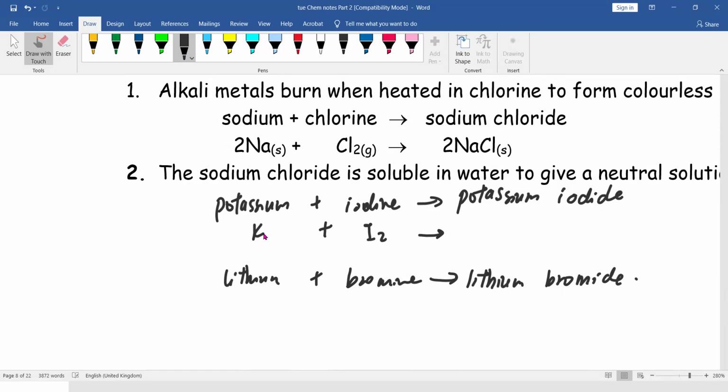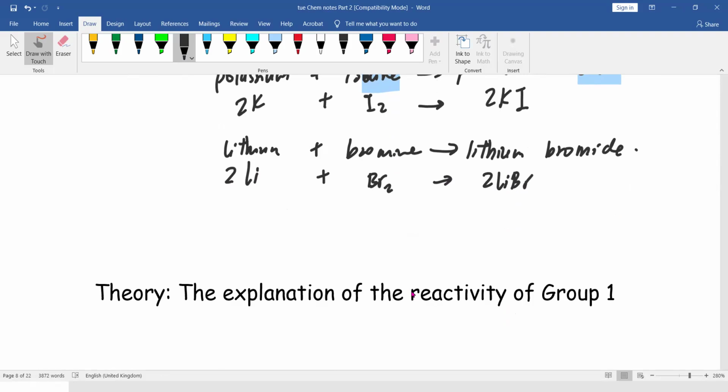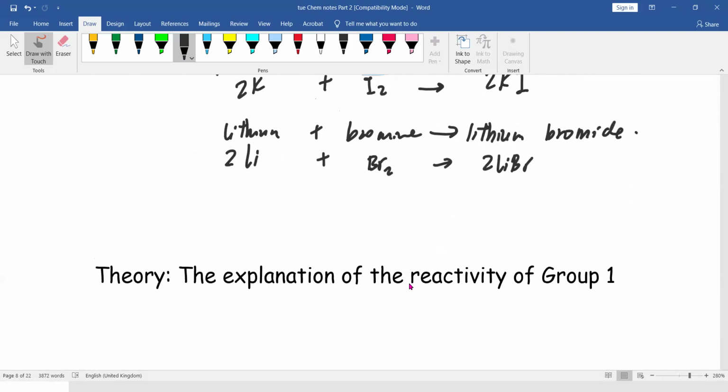All right, so potassium plus iodine. Potassium iodide is KI. Now, please don't confuse iodine with iodide. Okay, and then balance the equation. 2, 2. All right, lithium plus bromine become lithium bromide. Do you get it? All right, so remember, group 1 is very, very reactive. Okay, now we're going to find out why.